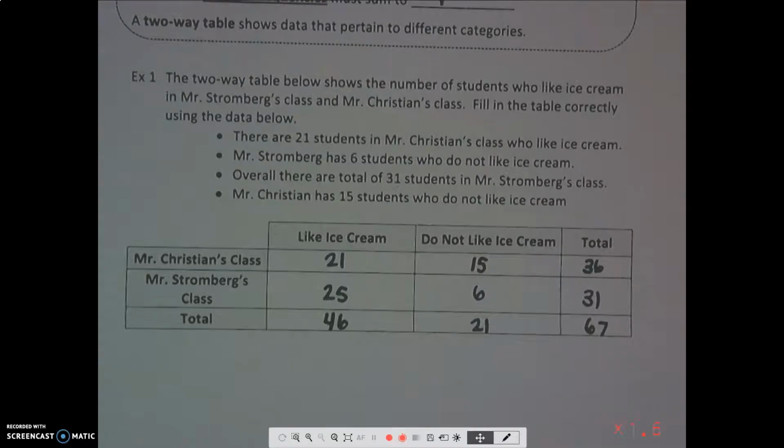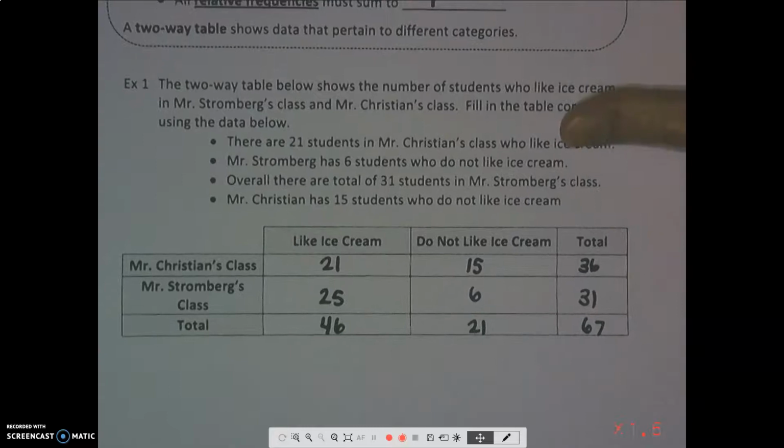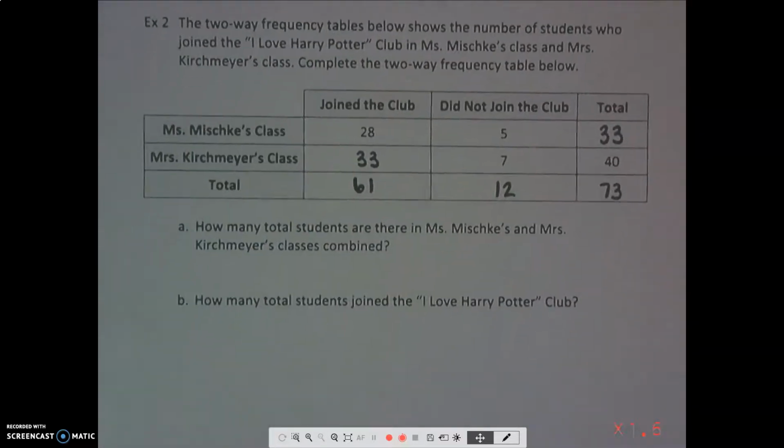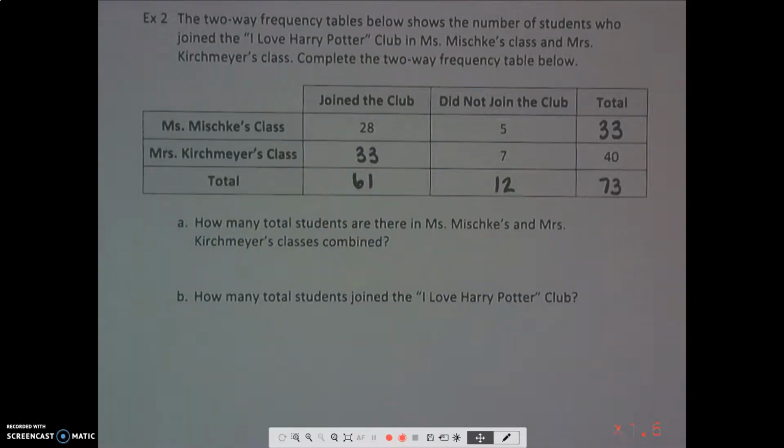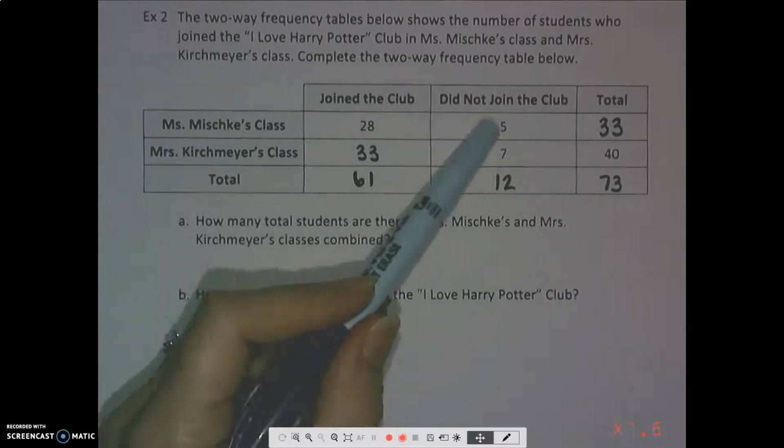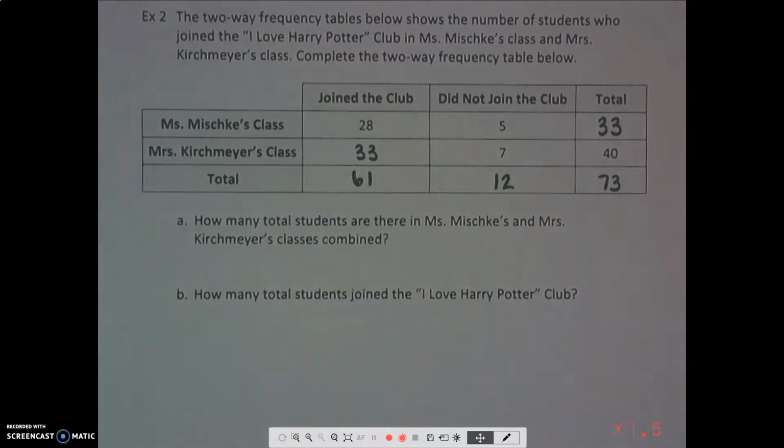Okay, so let's take a look at another example here. Here we have a two-way frequency table that shows the number of students who joined the I Love Harry Potter Club in Miss Mischke's class and Mr. Kirschmeyer's class, and then we got to complete the table. So I already went ahead and did that part for us, where the ones that are typed there, I didn't fill out. Those were given to us, and all of the stuff in green is what I filled out.